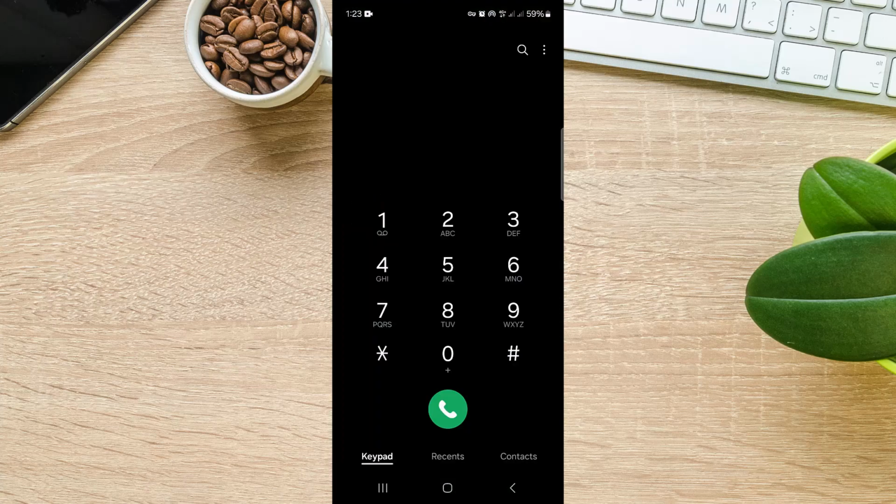If that doesn't work also, all you can do is head over to the other number. Most of us have a second or third number, so just use that number for your verification. And yeah, that's it. This is how you can solve your problem, and stay tuned with us.